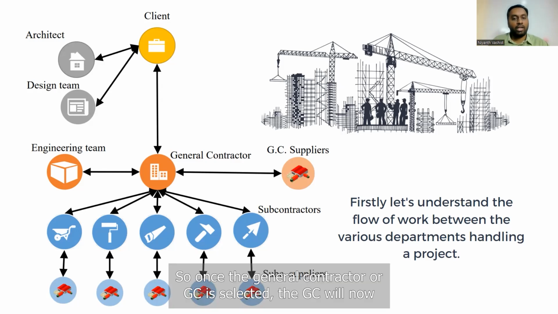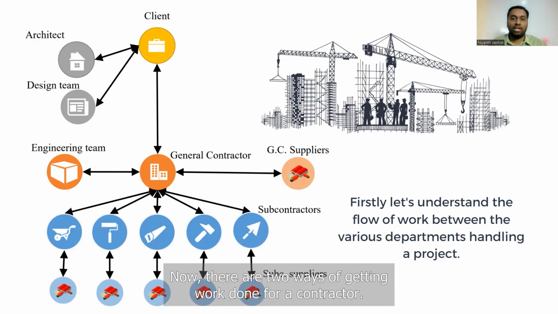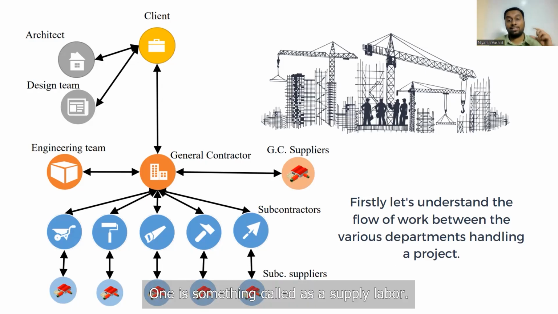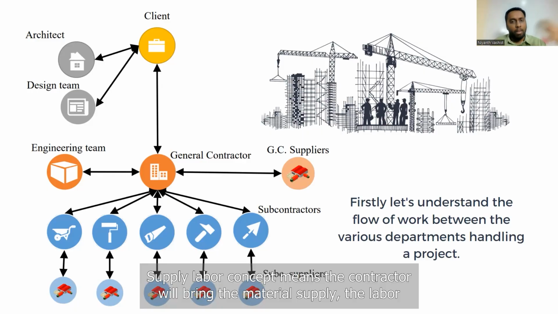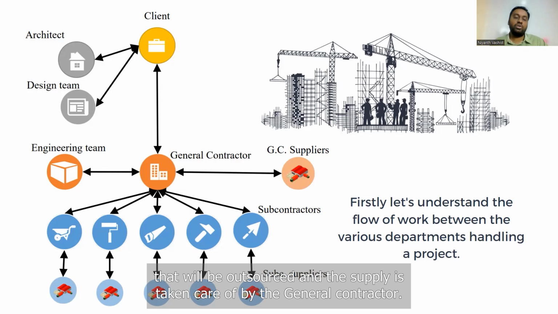So once the general contractor or GC is selected, the GC will now decide how to take it further. Now there are two ways of getting work done for a contractor. One is something called a supply labor concept. Supply labor concept means the contractor will bring the material supply. The labor will be outsourced to someone else. So the labor contractor will be different. So that will be outsourced and the supply is taken care of by the general contractor.